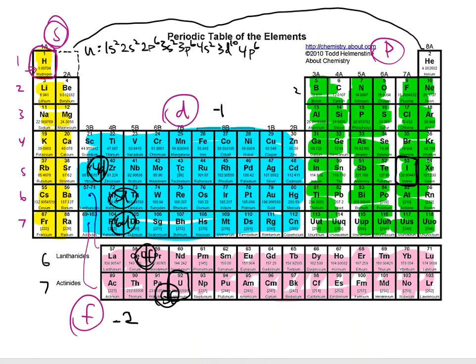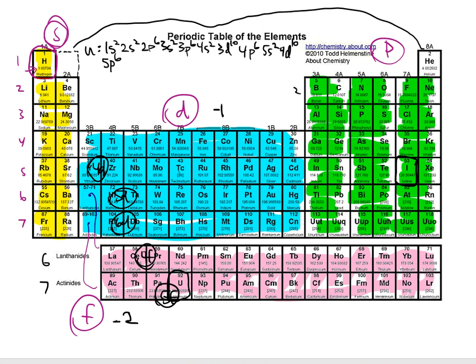I'm now in the 5th row. In the 5th row, I start off in the S block, rubidium and strontium, 2. I now go to the D block. D's fall 1 behind. Therefore, this is not 5D, this is 4D. And if I count across, there's 10 of them, so 4D10. That leaves me at cadmium. I then go back to the P block, so we're back at 5P, and I count all the way across because I need to go further down the chart. So 5P6.